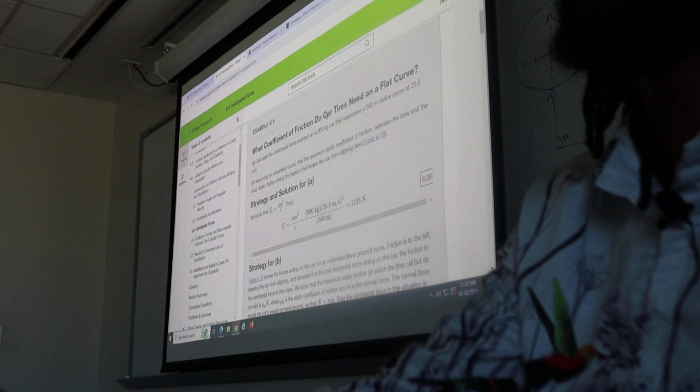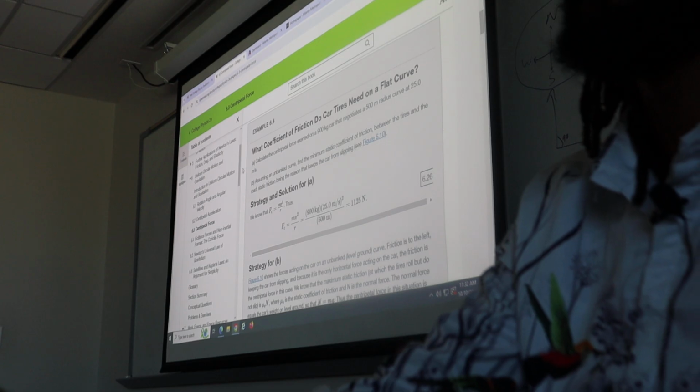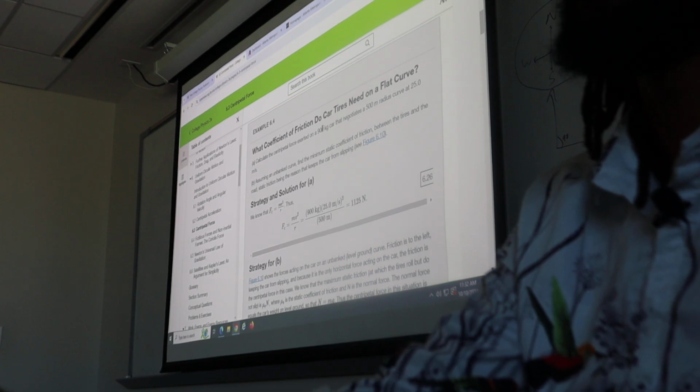What coefficient of friction do car tires need on a flat curve? Calculate the centripetal force exerted on a 900 kilogram car that negotiates a 500 meter radius curve at 25 meters per second.